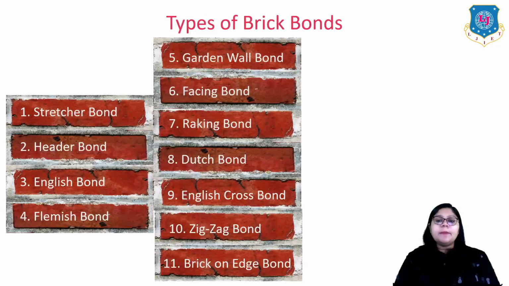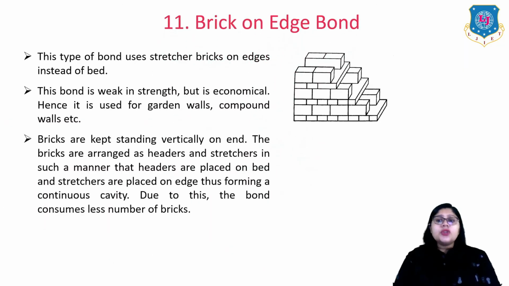Now the last type is the brick on edge bond. This type of bond uses stretcher bricks on the edges instead of the bed. This bond is weak in strength but is economical. Hence it is used for garden walls, compound walls, etc. Bricks are kept standing vertically on end and arranged as headers and stretchers in such a manner that headers are placed on bed and stretchers are placed on edges, thus forming a continuous cavity. Due to this, the bond consumes a smaller number of bricks, as shown in this figure.